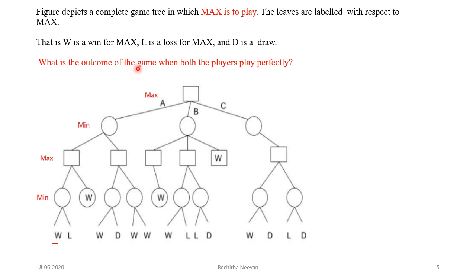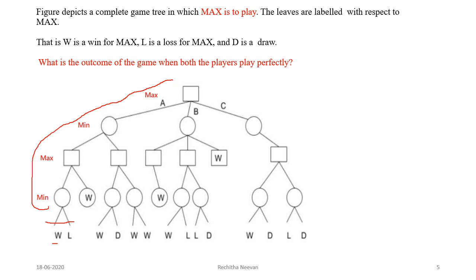What is the outcome of the game when both the players play perfectly? We have to find the best move by applying the min-max algorithm. In order to find the best move, the max node traverses till here, and now this is a min node, and this min node selects the minimum of these children.